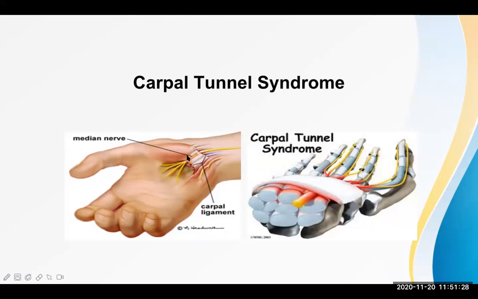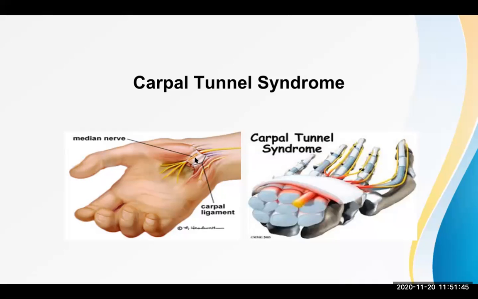So which nerve is involved in carpal tunnel syndrome? That's the first question. What is the answer? It is median nerve. Exactly. This is the median nerve. That's the first thing. And what does this carpal tunnel mean?